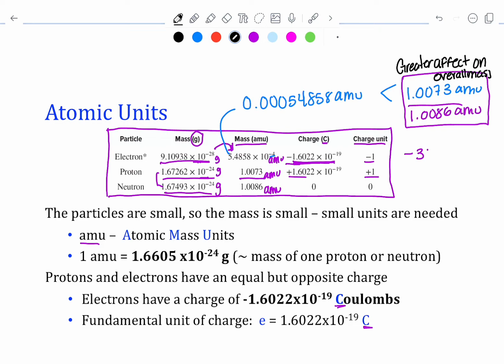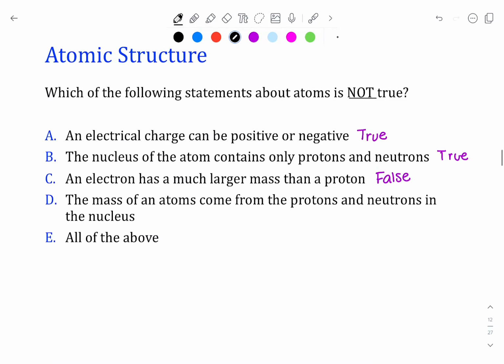So, because these are significantly greater masses in comparison to the mass of the electron, this last statement is true, that the mass of an atom comes from the protons and the neutrons in the nucleus and not from the mass of the electrons. So this statement is also true. So our one statement that was not true is letter C.